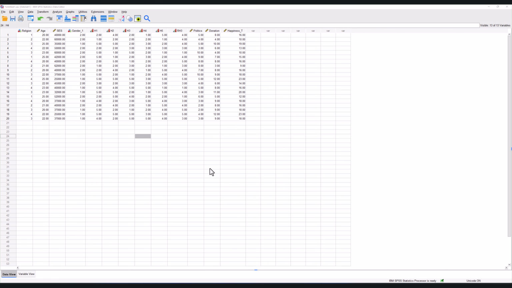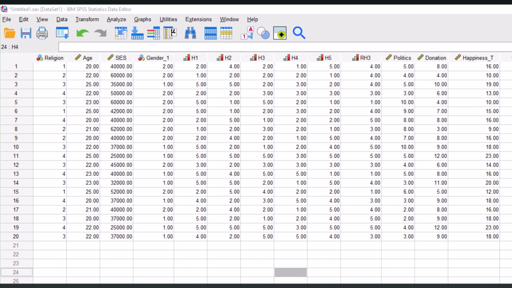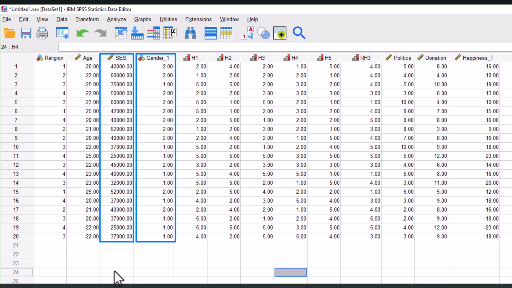This tutorial is about independent samples t-test. A t-test is a statistical test used to compare the means of two groups. For example, in this fictitious data entered in SPSS, we have a variable gender with two groups, male and female, and a variable socioeconomic status.